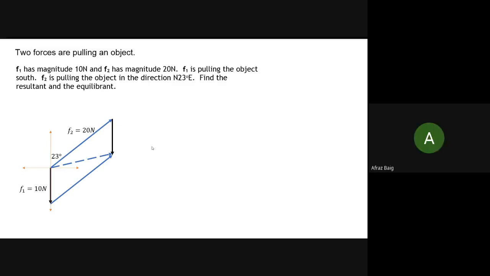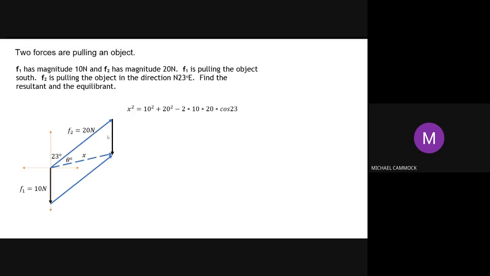Can you use sine law? For sine law, I would need to know an angle opposite to a side that I know. I know this angle, I know this side, I know this side. I have the angle between them. So x is the side I'm trying to find. This side I know, that side I know, and the angle between them. Here's what I'm going to suggest. Let's use the cosine law.